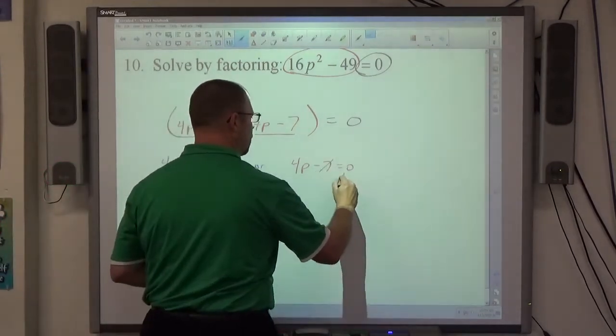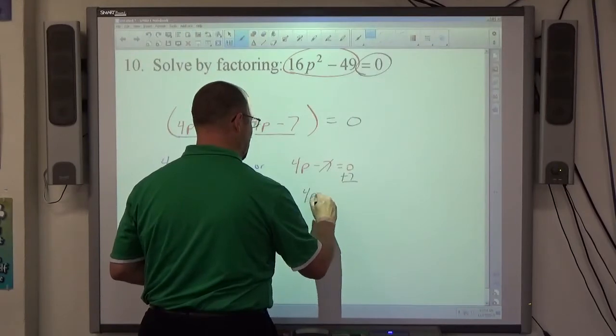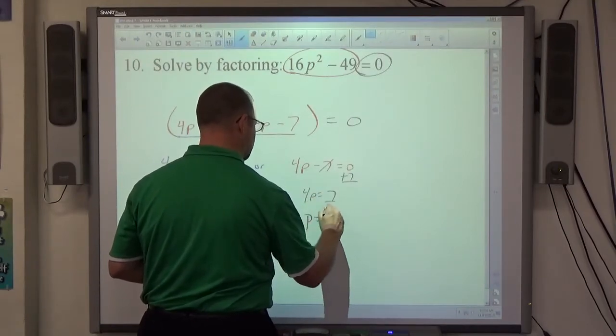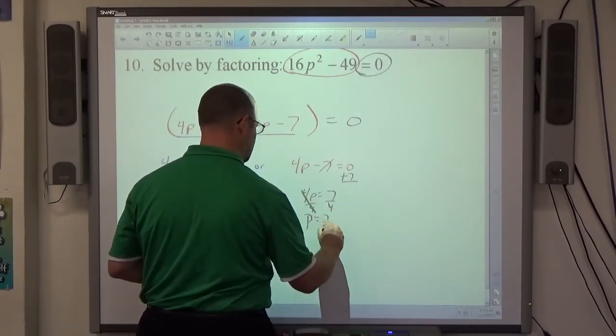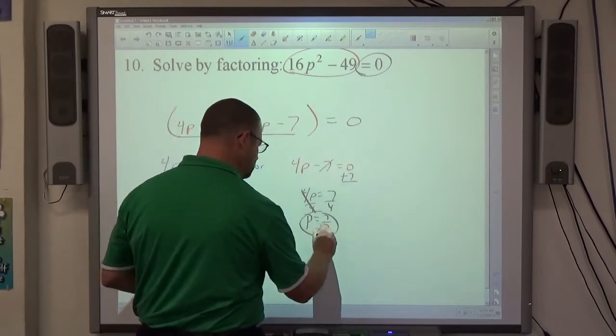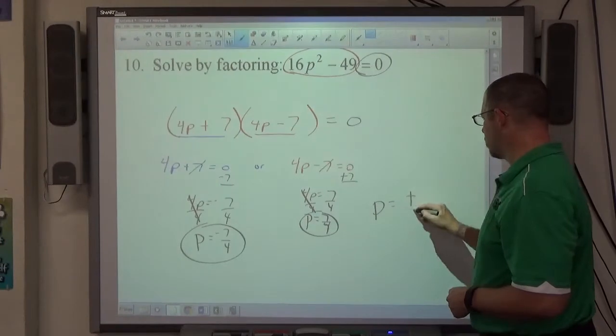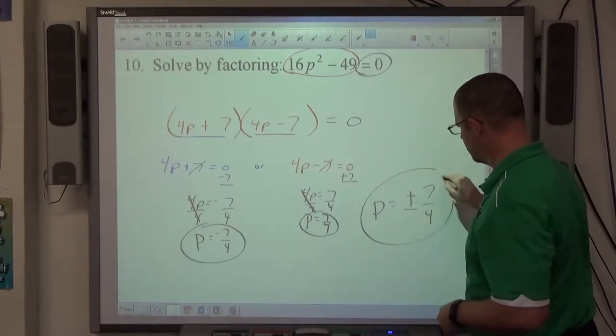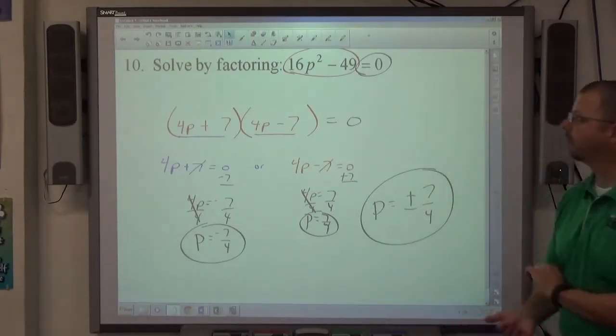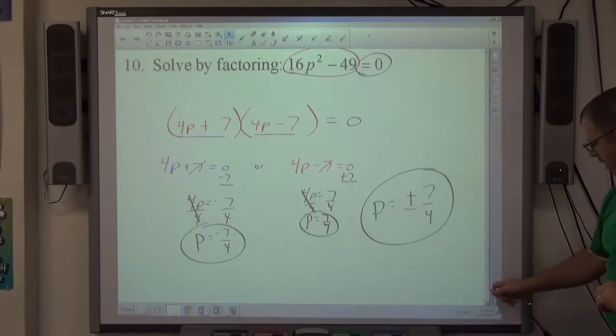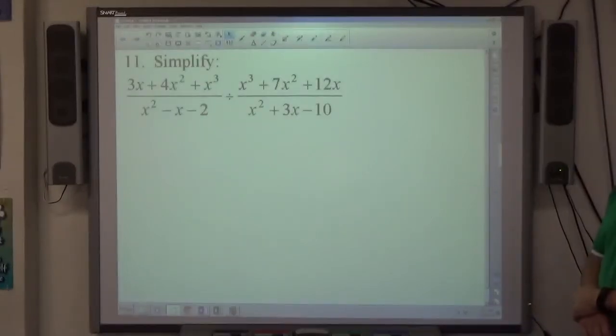This one here, move the 7 over, add 7. We're going to get 4p is equal to positive 7. Divide both sides by 4. That gives me p equals positive 7/4. So altogether, my answers are p equals plus or minus 7/4. Alright, so that's solving by factoring. Number 11, simplify.